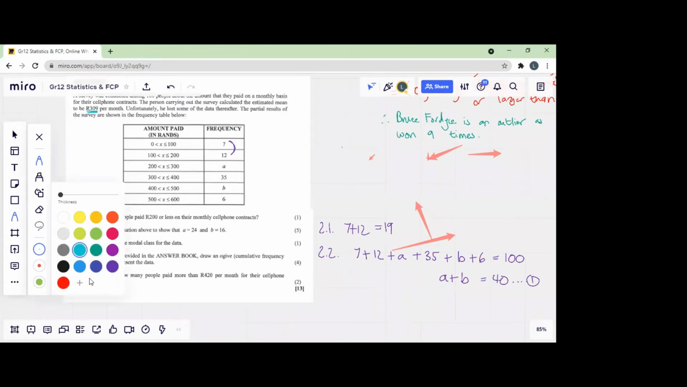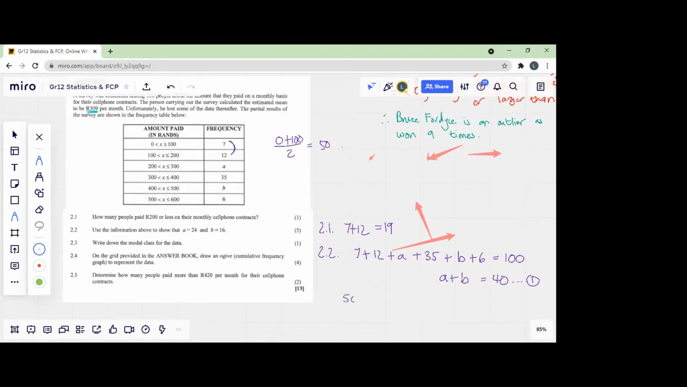All right, so now we have to work out, let's just get a color that's a little bit darker. We need to work out the midpoints of all of these. So when I say the midpoint, you're saying the midpoint will be equal to 0 plus 100 divided by 2. So that will give you 50. So in other words, 50 times your frequency would be 7. Plus your midpoint, so that would be 150 times 12. Plus your midpoint would be 250 times A.